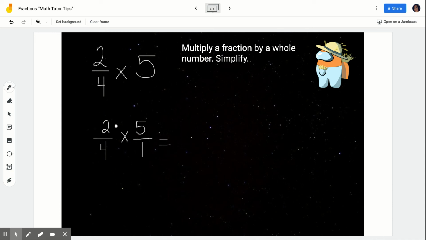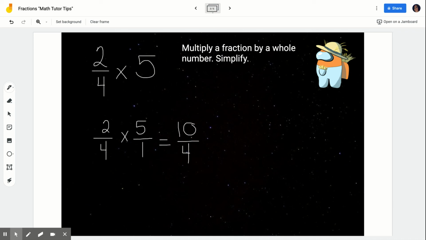That strategy is multiply straight across the numerator. So here, 2 times 5 is 10. And then multiply straight across the denominators. 4 times 1 is 4 to get the product. So we got the product of 10/4, but 10/4 is improper.